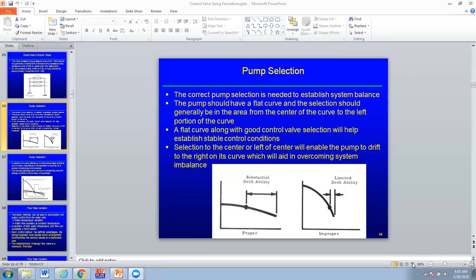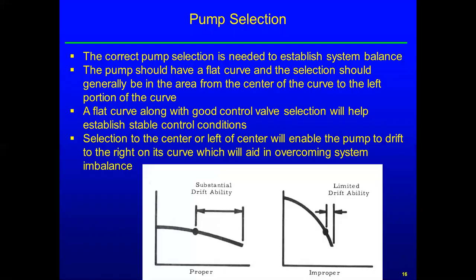Okay, we're going to pick up on slide 16 of our control presentation. We're on to discussion of the selection of a good pump in order to circulate water through the system. You need a good selection in order to have a well-functioning system. That's pretty obvious. I like a flat pump curve, and the selection should generally be in the area from the center of the curve to the left-hand portion of the curve.